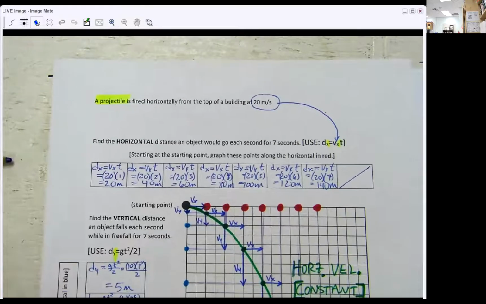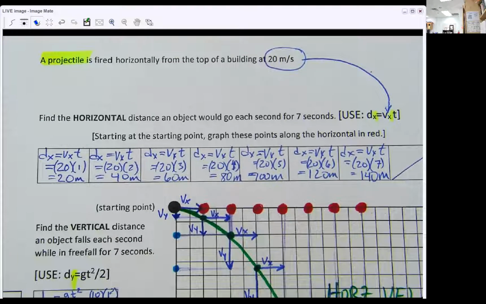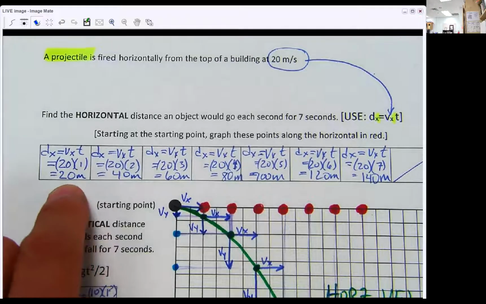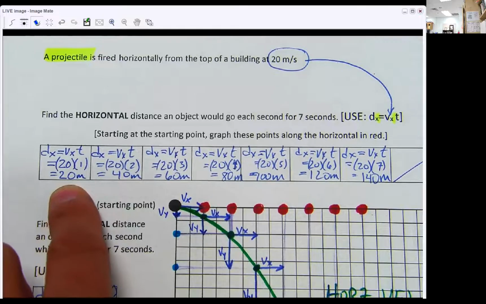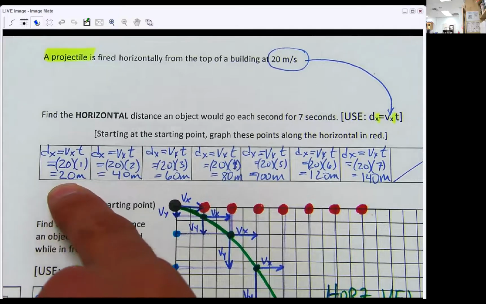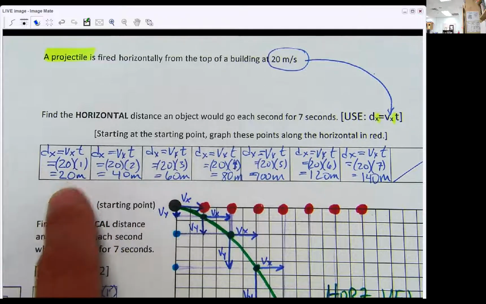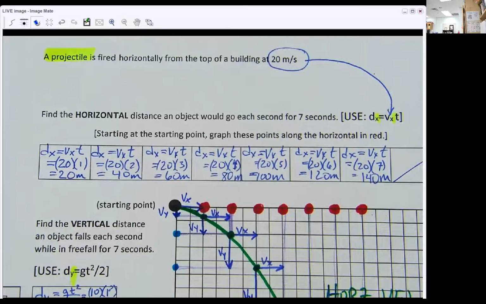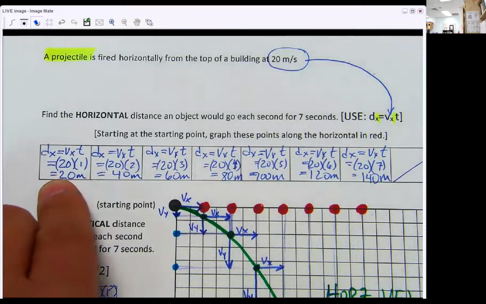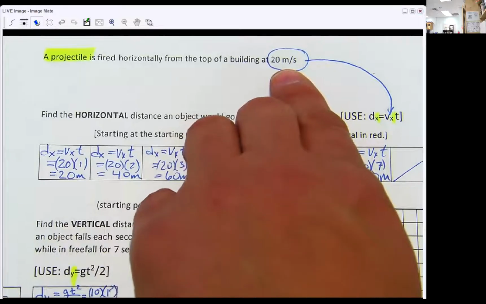All right, if I go back to these numbers up here, and I tried to determine what the horizontal distance was after 1 second. Why was it 20 meters? Why was the distance 20 meters here? Because what? Because the velocity was 20 meters per second. That's exactly right. May seem like a simple question, but that's exactly why the distance is 20 meters, because it was fired at 20 meters per second.